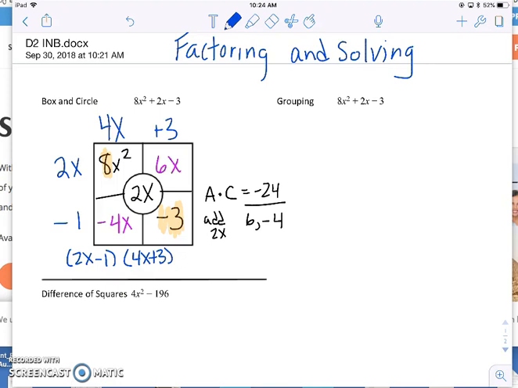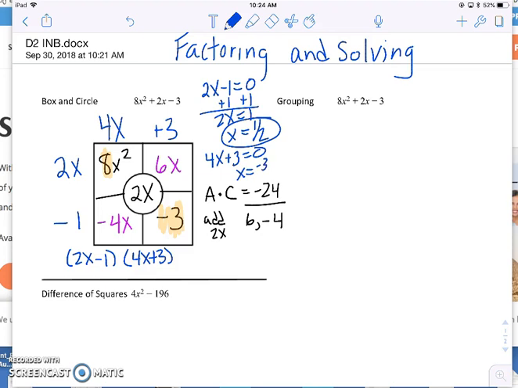But if our goal is to solve it, we have to set each one of these parentheses equal to 0. So 2x minus 1 equals 0. So we add 1, 2x equals 1, divide by 2. So one x-intercept is x equals 1/2. And then we set our other factor, 4x plus 3 equals 0. Solve this, minus 3 and divide by 4, we'd have negative 3/4.